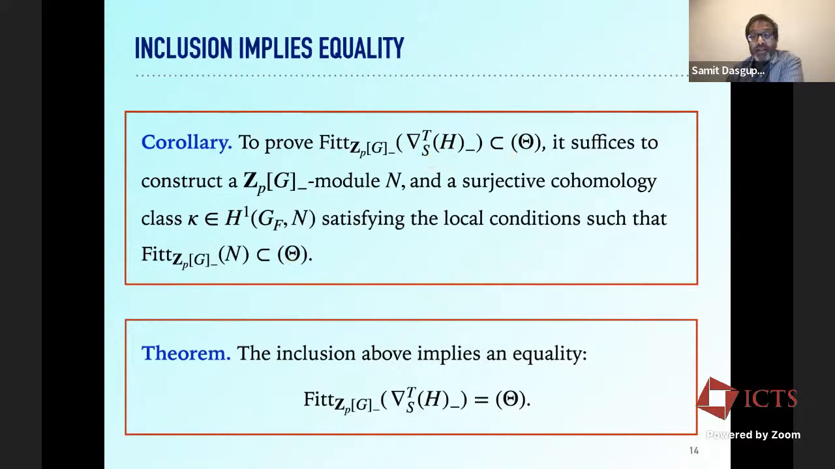Now you want an equality, but it turns out it's not too hard to prove that getting an inclusion is enough to get an equality. That is, if you have the Fitting ideal of nabla contained in theta, you can show that that's enough to show the Fitting ideal of nabla is equal to theta. These are known to be principal ideals, so if one is contained in the other, then theta divides the generator of the Fitting ideal, as long as you pass to a quotient ring on which these are non-zero divisors.